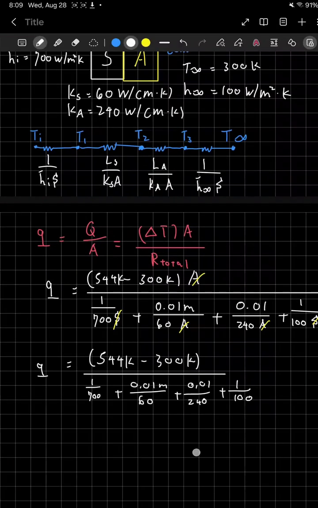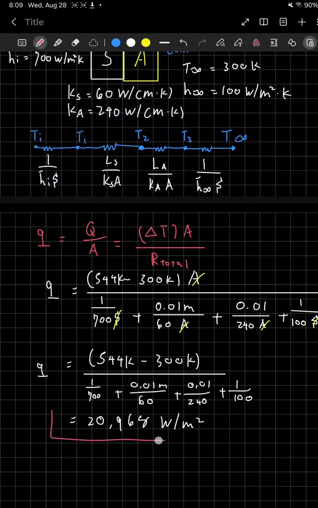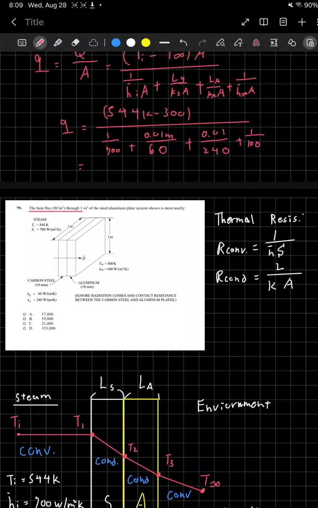Okay, so solving for that, we get a value of 20,968 watts per meter squared. And this is our Q. This is what we want. So let's look at the options, and it is not one of the options, unfortunately, but with the FE exam, they want you to pick the closest one. So the closest one would be C.